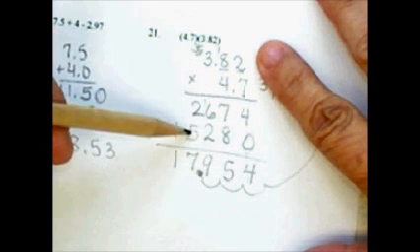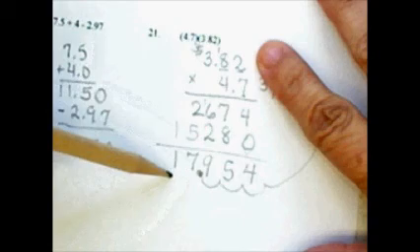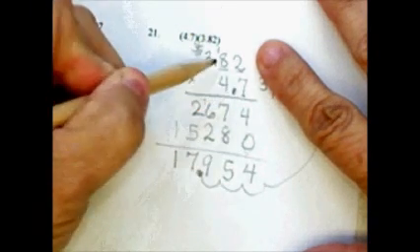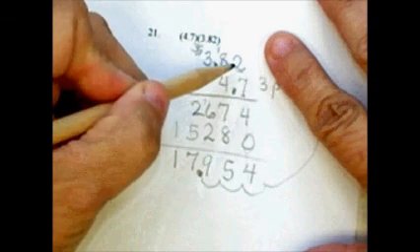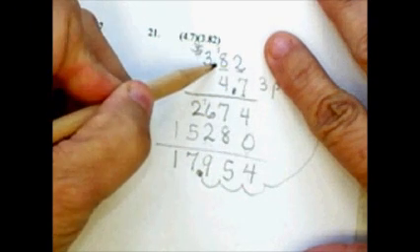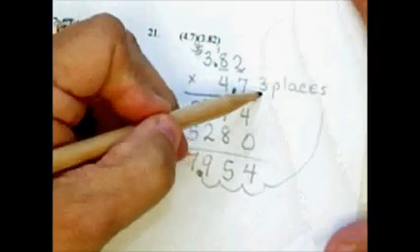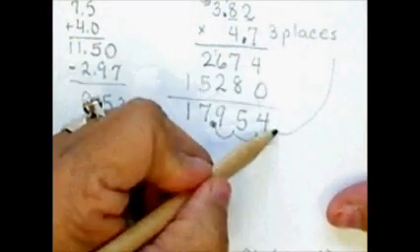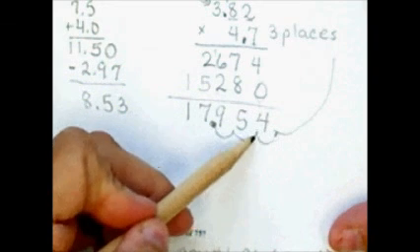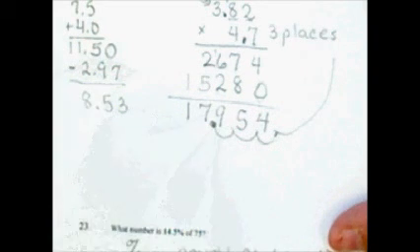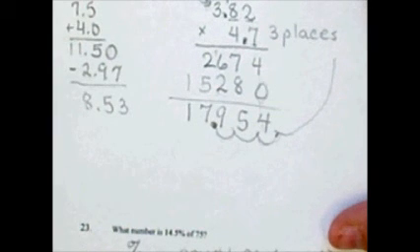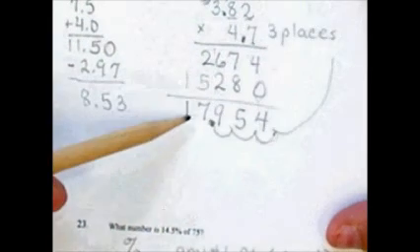Now, to determine where the decimal point goes, I count from the right up here. 1, 2 places, and 1 place make a total of 3 places. So then I go to my number at the bottom, start from the right, go 1, 2, 3, and that's where your decimal goes. So it's 17.954, or 17 and 954 thousandths.